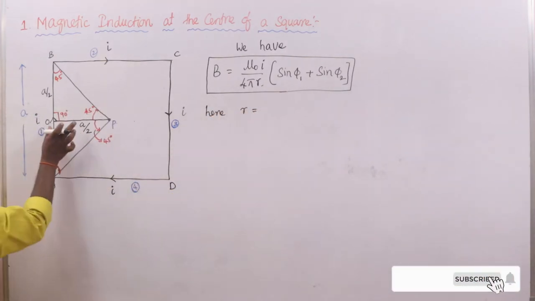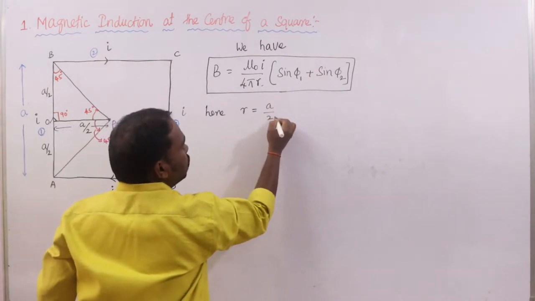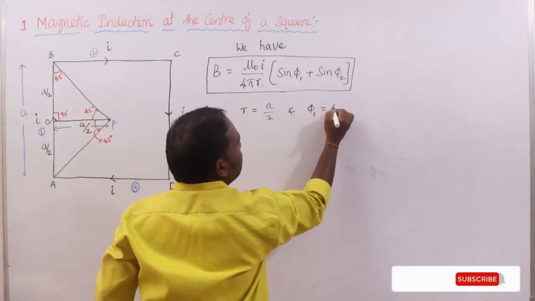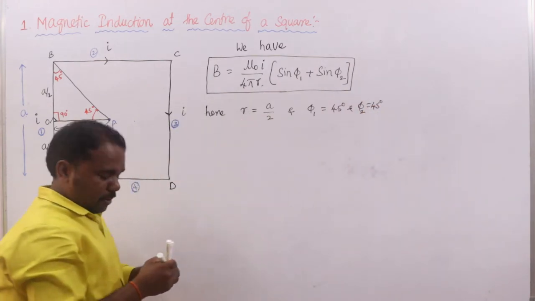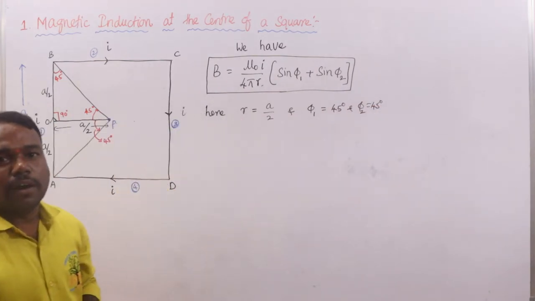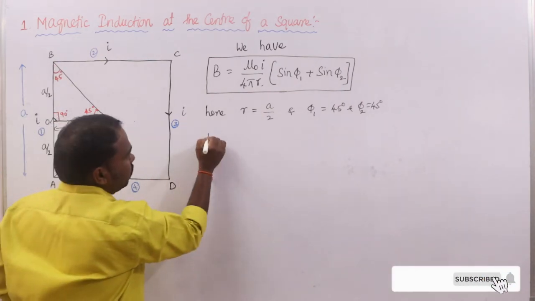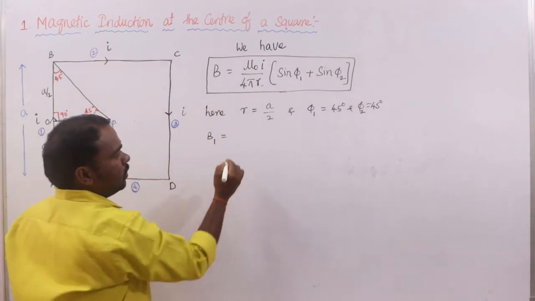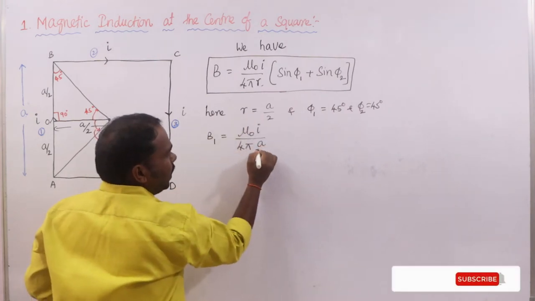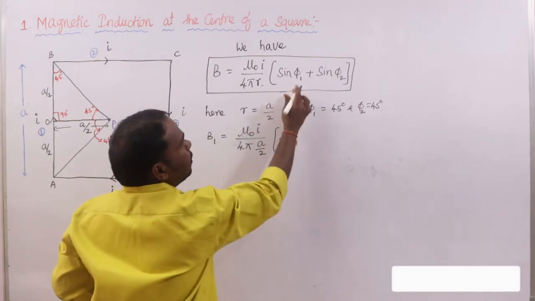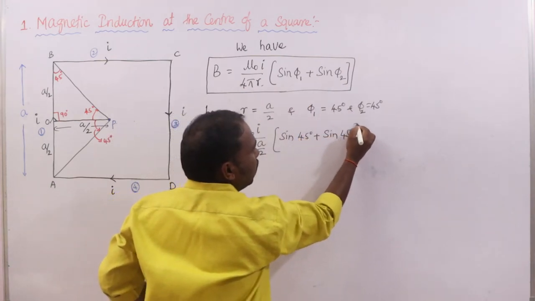R is given as the perpendicular distance from O to P. How much is the O to P distance here? It is A by 2, and phi 1 equals 45 degrees, and phi 2 is also 45 degrees. So the magnetic induction at point B due to the first conductor, I'm using B1, is equal to mu naught I by 4 pi R. What is the R value here? A by 2, sine phi 1. What is phi 1? 45 degrees, and phi 2 is also 45 degrees.